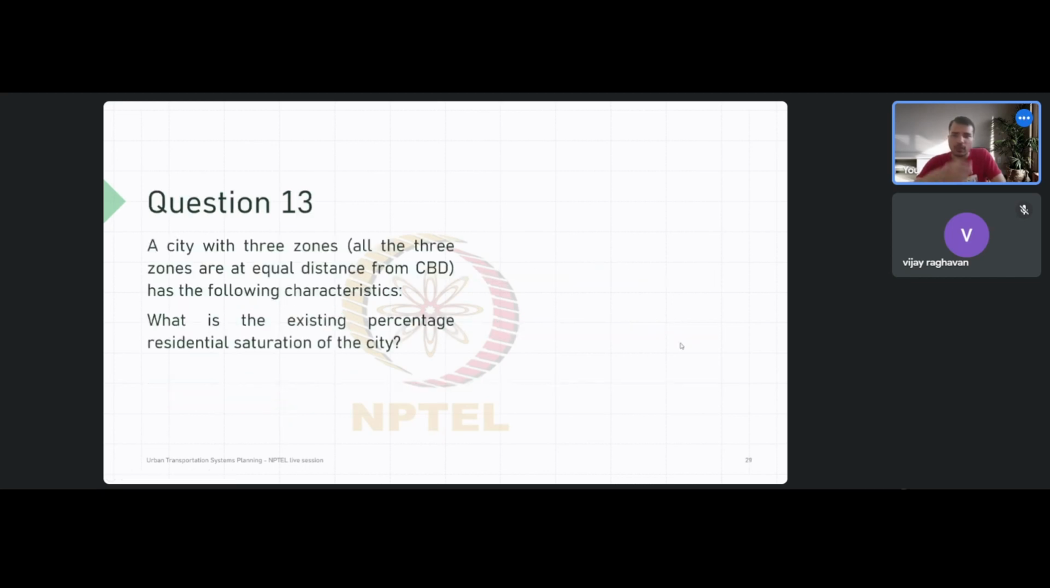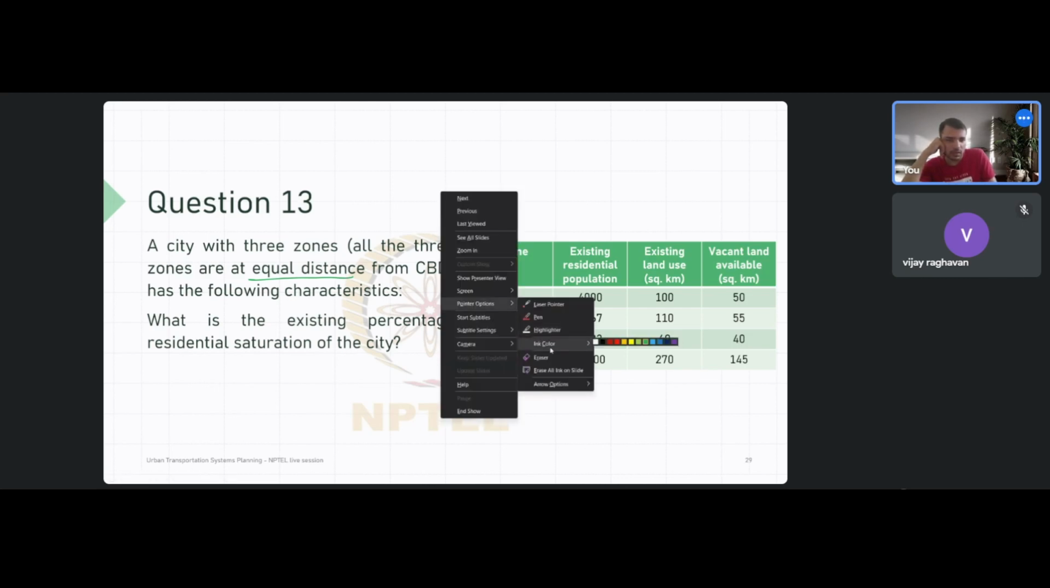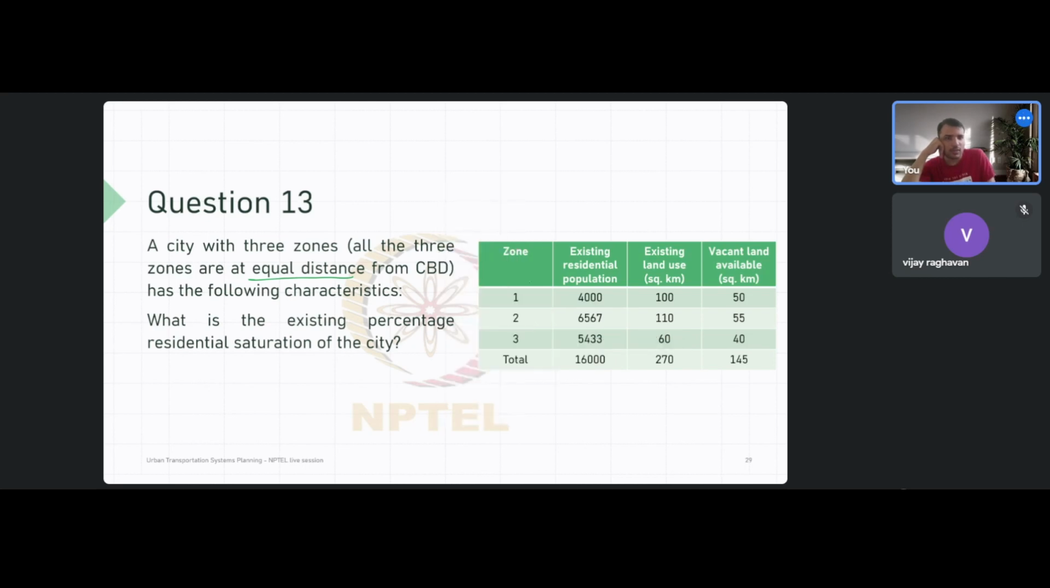Question 13. We have been given a city with three zones. All three are at equal distance from CBD. So we should consider this. All three are at equal distance. What is the existing percentage residential saturation of the city? So we have the data. We have zone wise data. Zone 1, zone 2, zone 3. We have residential population in each zone, how much land is getting used, how much land is vacant, total population, total land use, and total vacant land available.